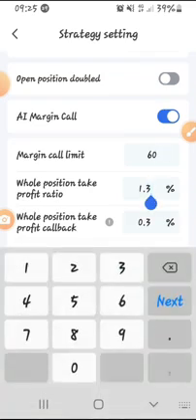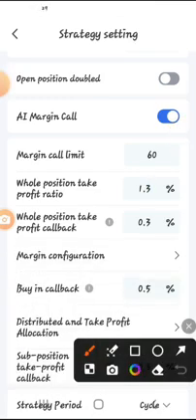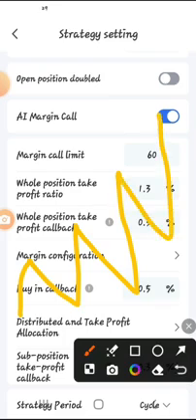Then wall position take profit ratio. This is the percentage when the market reaches a certain percentage, then you can take a profit. It's like this. Let me try to explain a little bit. Here, the market moves in zigzag form like this. Let's say when the market drops down, the robot will buy. When it reaches here, it might sell. When it reaches down, it will buy. When it reaches up here, it will sell.